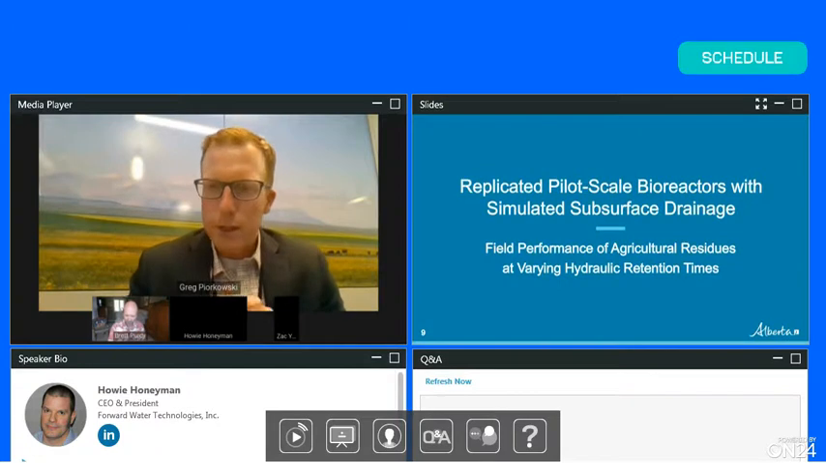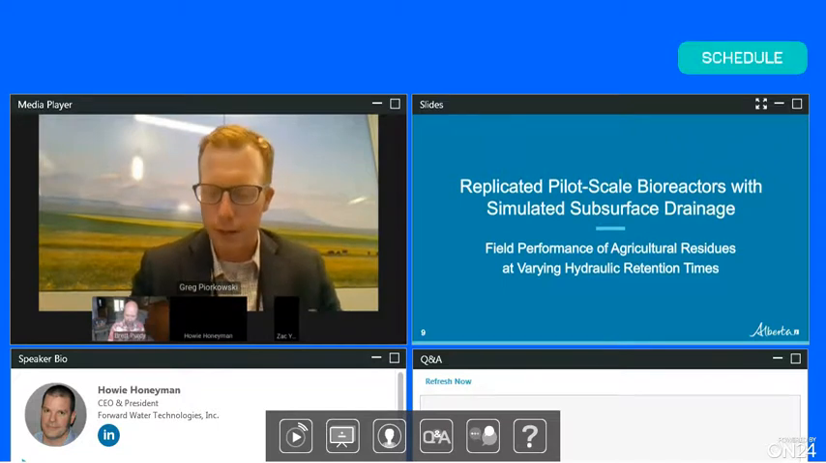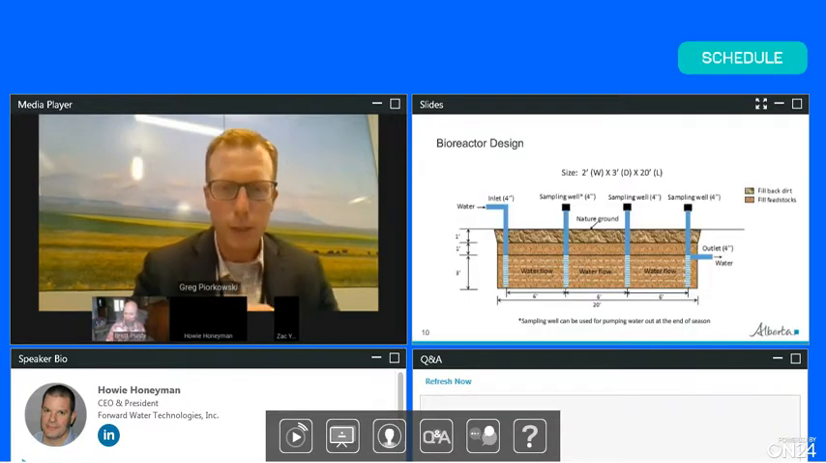From that information, we decided to go for a replicated pilot scale design. This is where we sought and acquired funding from Alberta Innovates, to have replicated, controlled systems that we could put out into the environment and look at the field performance of agricultural residues at varying hydraulic retention times, so we can figure out how best to promote these systems in the area.